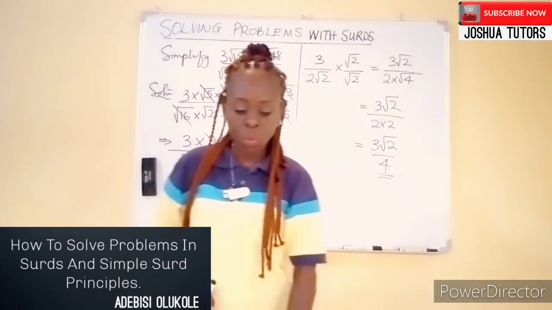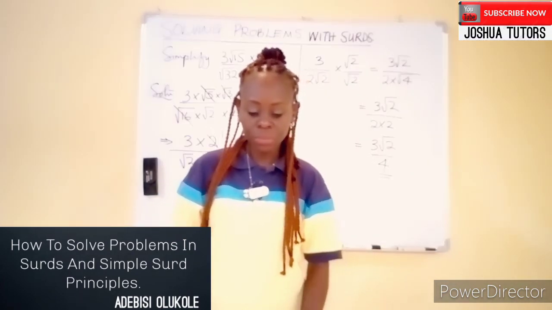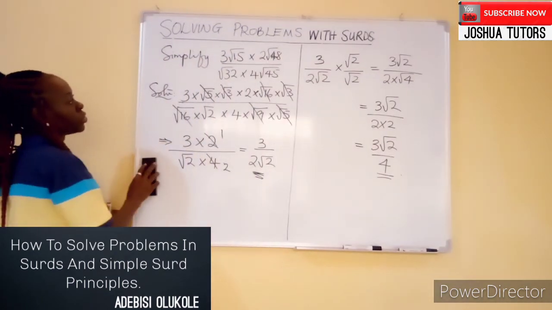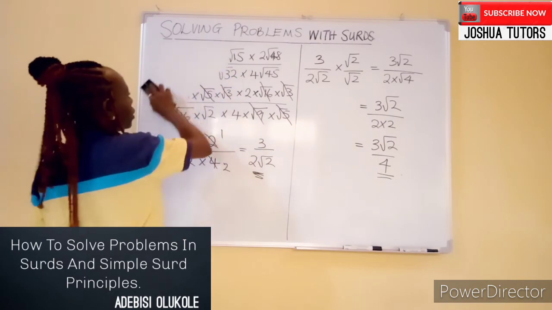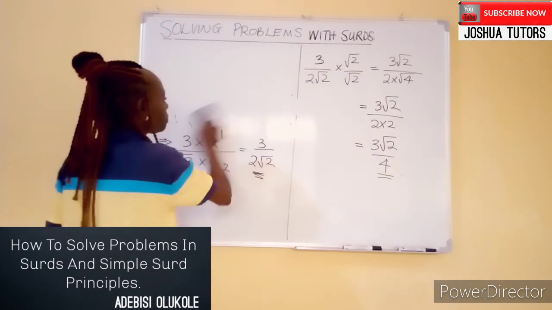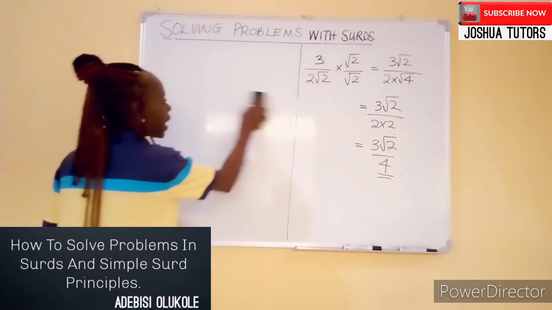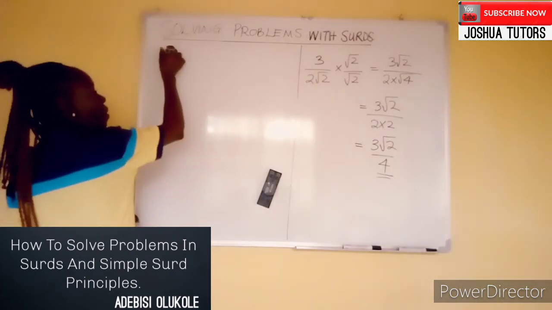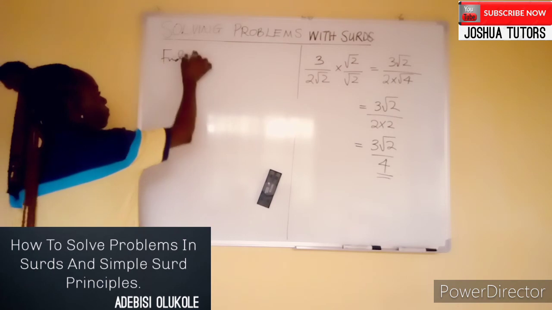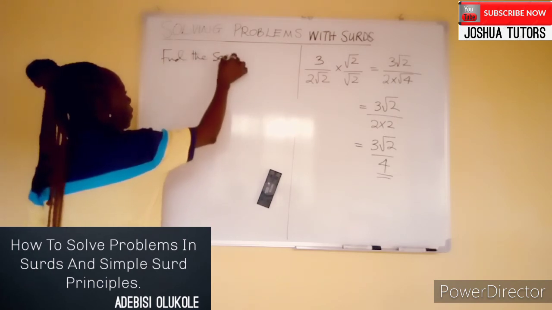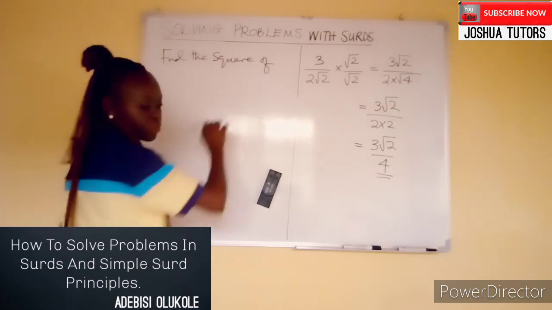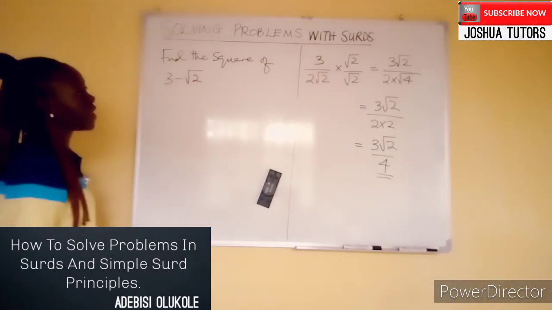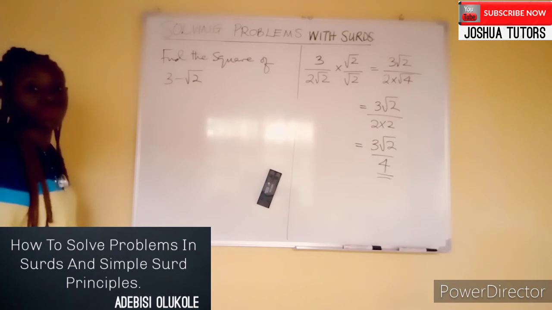Okay, so we're going to take one more question. I want to multiply a surdic expression. You are given a question like this, for instance, and you are asked to find the square of 3 minus surd 2. Find the square of 3 minus surd 2.